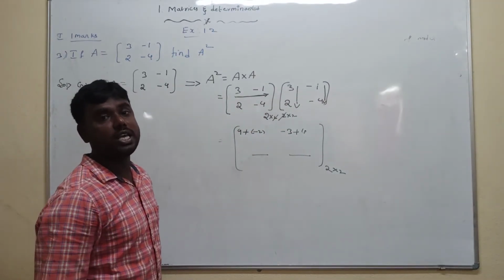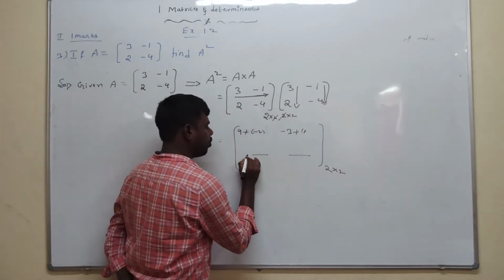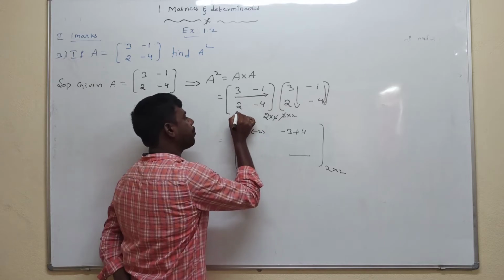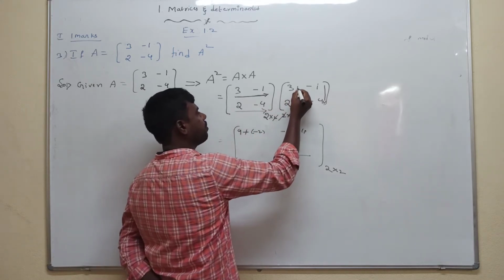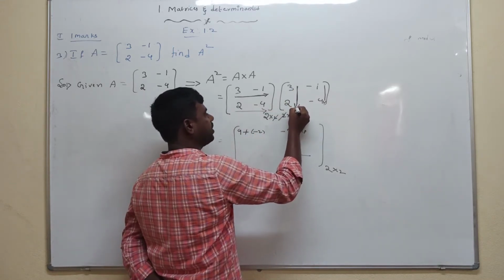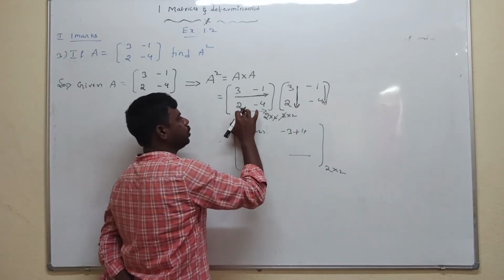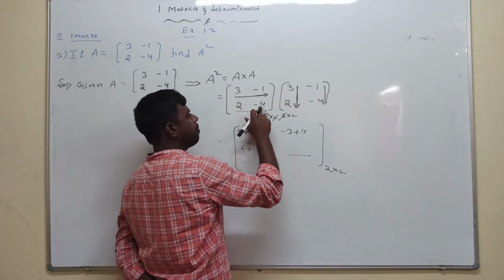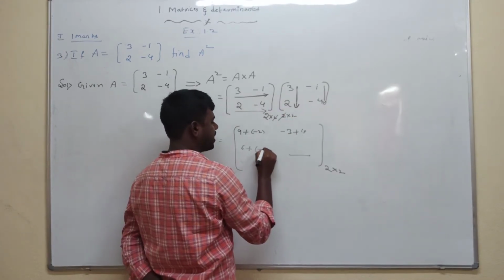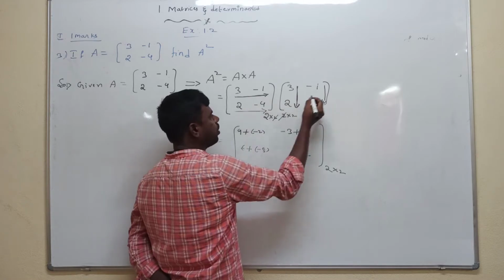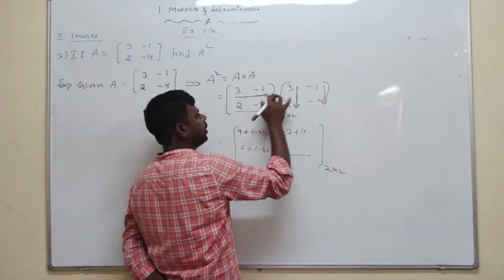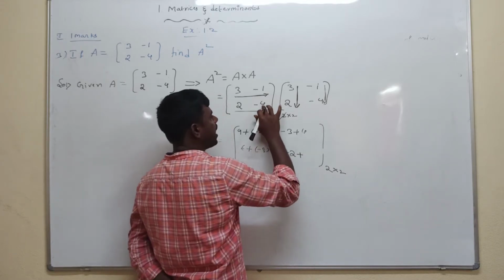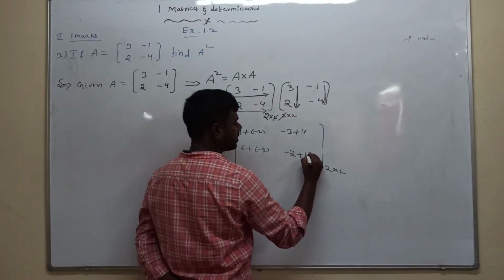Next we are going to the second row. Now what is the position of the element here? Second row, first column. That's why we take the second row from the first matrix and the first column from the second matrix. 2 into 3 is 6. After that take the positive symbol. Minus 4 into 2 is minus 8. Next, second row, second column: 2 into minus 1 is minus 2 plus minus 4 into minus 4 is plus 16.